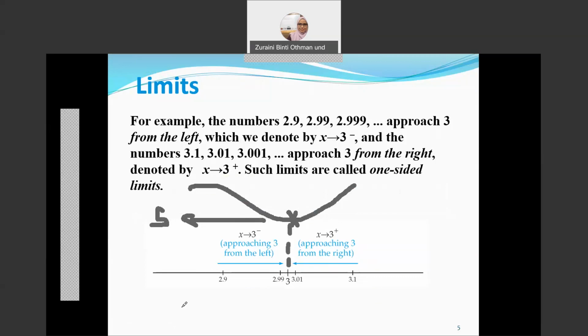Same like if we look at the table. Bila kita letakkan benda ni dalam table pun sama juga. When it approaching to 3, contohnya kat sini ialah 7. So the value of f(x) is 7.